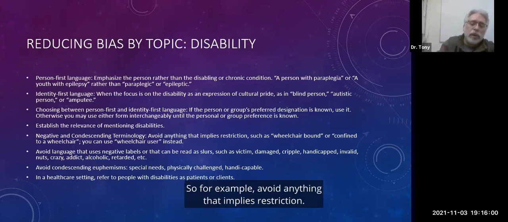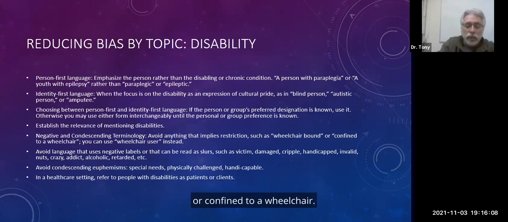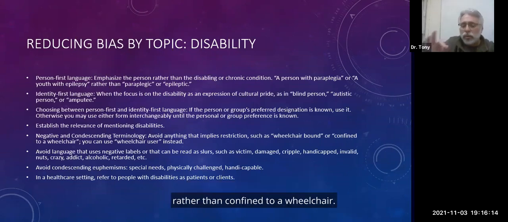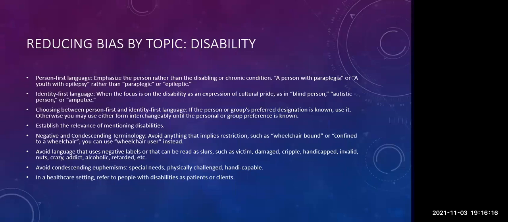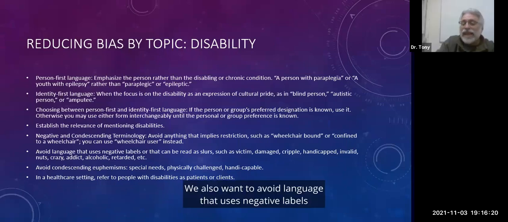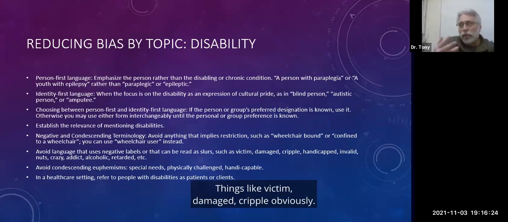So for example, avoid anything that implies restriction. So we prefer not to say things like wheelchair bound or confined to a wheelchair. And so the current usage recommends wheelchair user rather than confined to a wheelchair. We also want to avoid language that uses negative labels or things that can be read as slurs, things like victim, damaged, cripple, obviously.